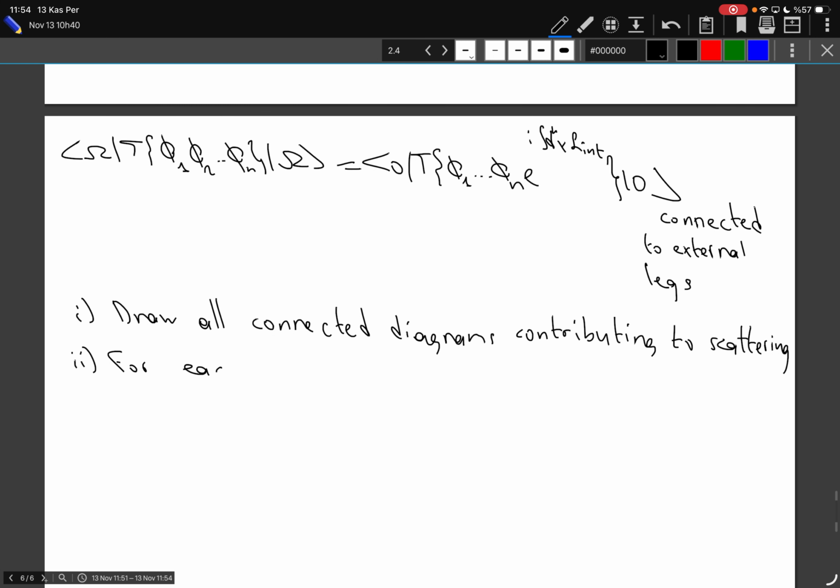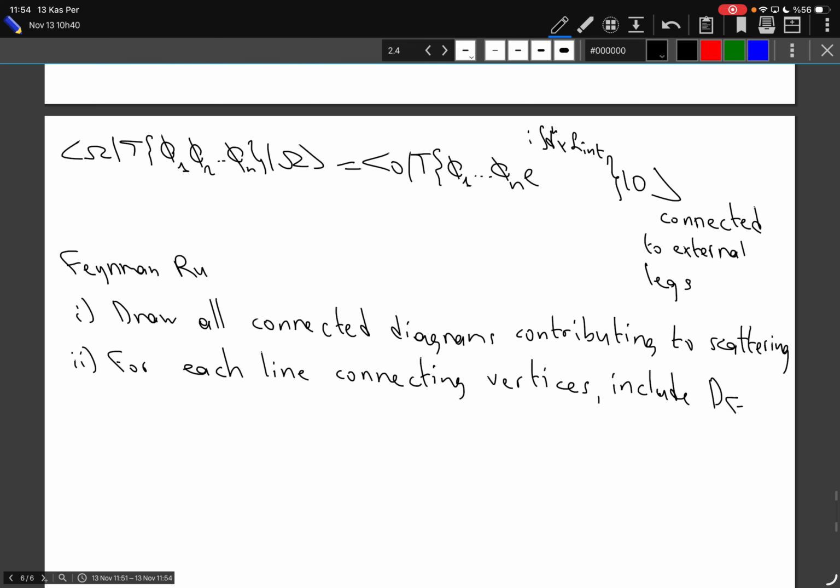For each line connecting vertices, include a propagator. Well, since these are the Feynman rules for S matrix elements, that's why I emphasize that they should be connecting vertices.